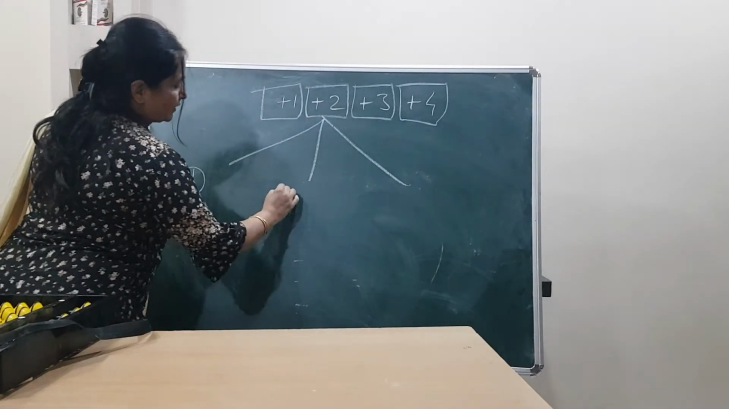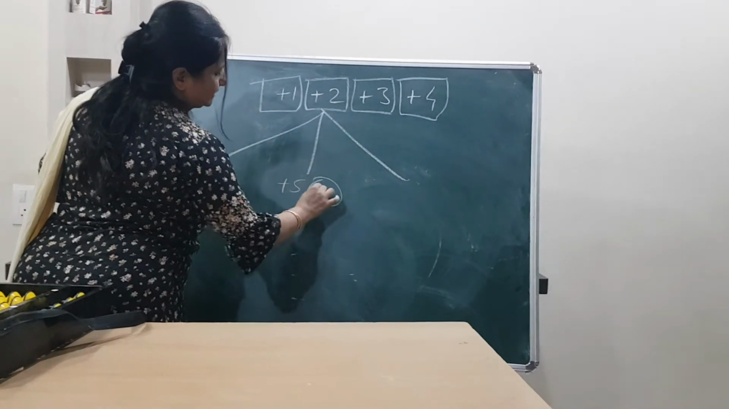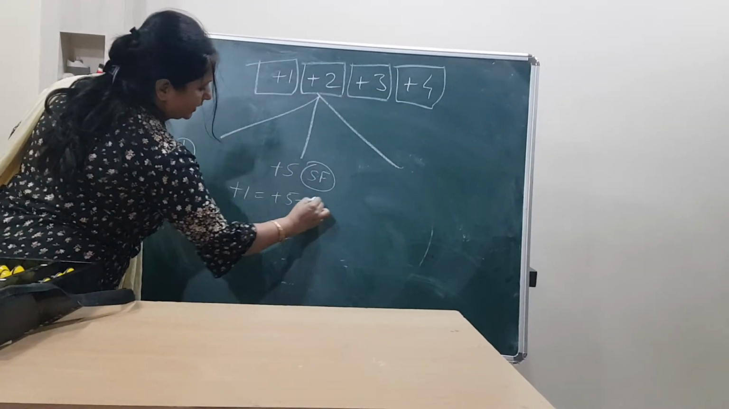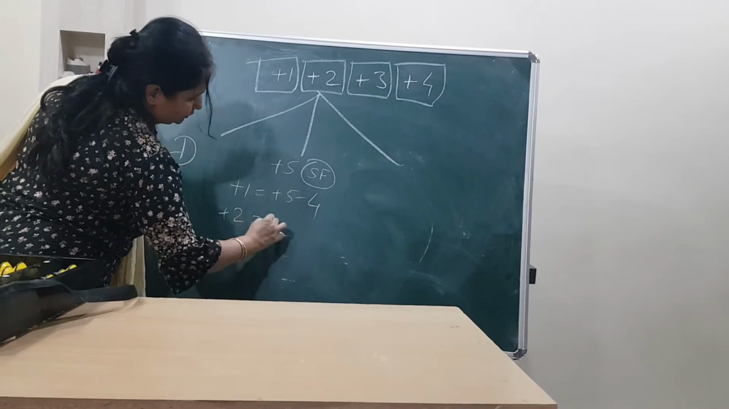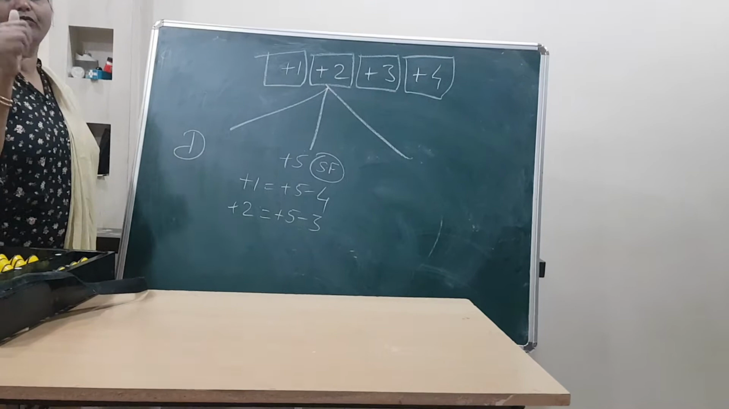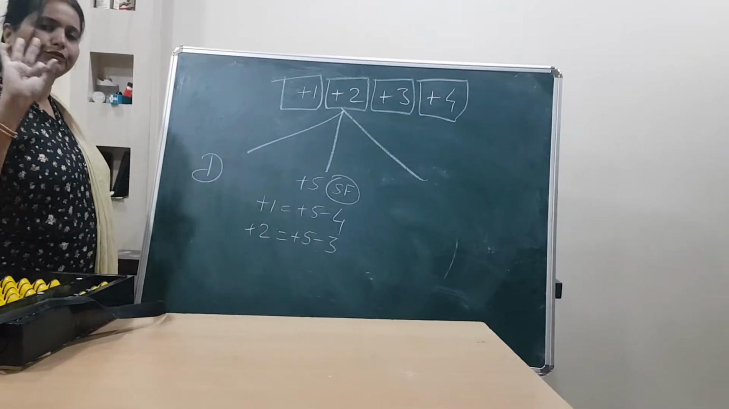Direct. Plus 5 formula, as I said, you can also call them small formulas. Plus 1 is equal to plus 5 minus 4, plus 2 is equal to plus 5 minus 3. Small friend is very easy. 4 1, 1 4, 3 2, 2 3, finish.